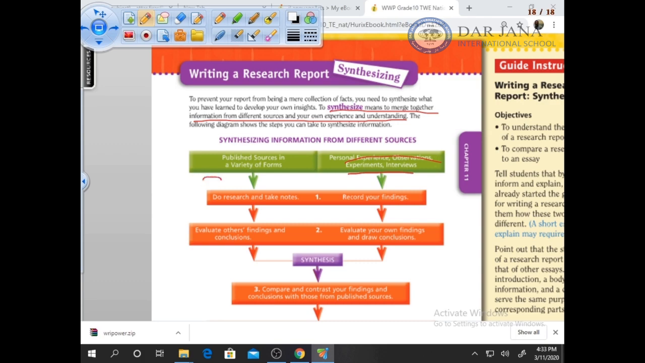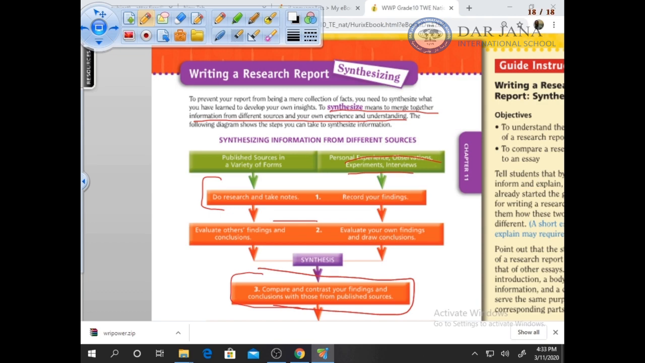Second, the second step is the evaluation. Evaluation here means you do not take things for granted. You have to check the validity of the information and its limitations. Then your product should be a different outcome from the source, based on the information you have previously collected. After you compare and contrast your findings and conclusions with those from published sources, you'll get your final product.